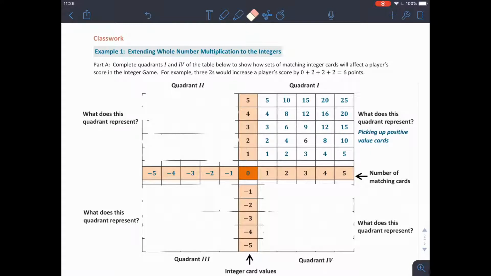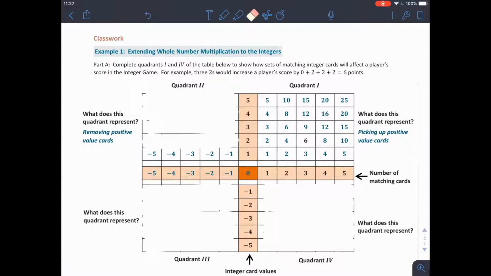Well, what if we go to quadrant 2, and instead of picking up our cards, we are removing our positive value cards from our hand? Let's say we removed a positive 1. If we removed one positive 1, our score would go down by 1. So 1 times negative 1 is negative 1. If we removed 2 ones, our score would go down 2. Removing 3 would make it go down 3, and so on. So positive 1 times a negative number equals that same negative number.